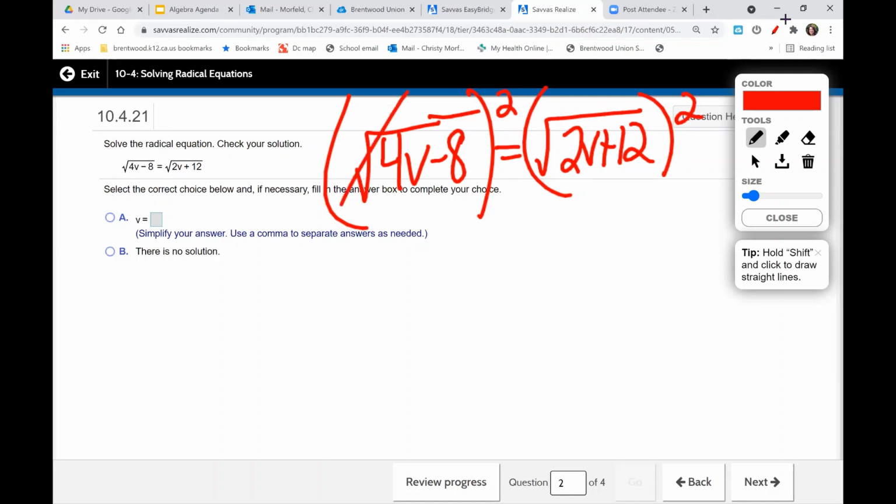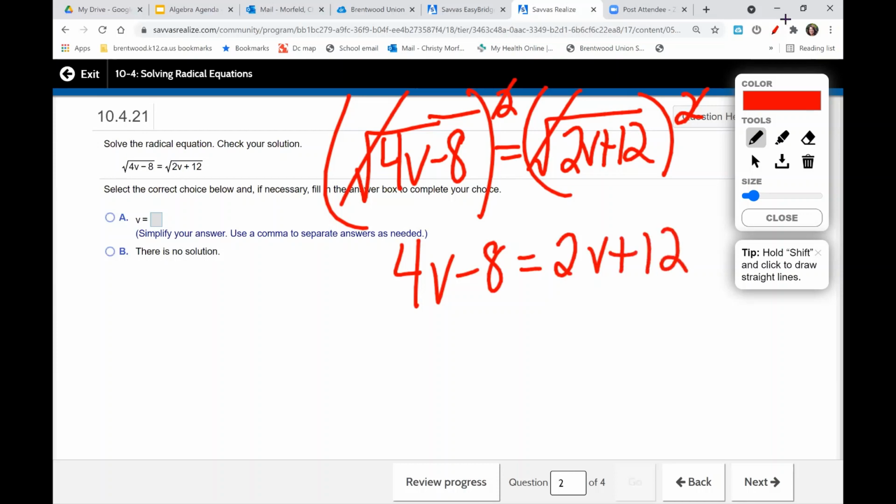That means on each side, the radical and the square will cancel each other out. So I'm left with 4v minus 8 and 2v plus 12. Notice that the radicals just magically disappeared. They didn't really. You did a step of work to get them. It's been a while since we've had variables on both sides. I could subtract 4v, I could add 8, I could subtract 2v, I could subtract 12. Doesn't matter where you start.